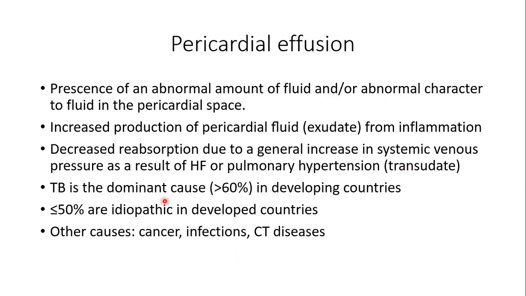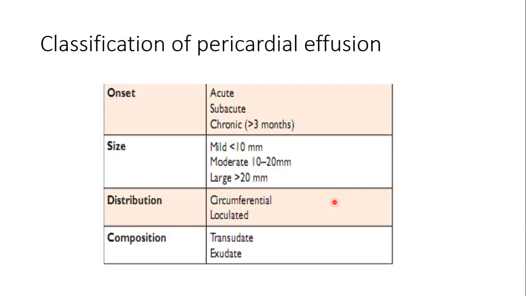So TB is the dominant cause in developing countries, and in the developed world, the cause is said to be more idiopathic, and other causes that have been highlighted are cancer and infection. So for classification of pericardial effusion, based on the onset, it could be acute, subacute, or chronic. Based on the size, less than 10 millimeters is small, moderate is 10 to 20, and large is more than 20.